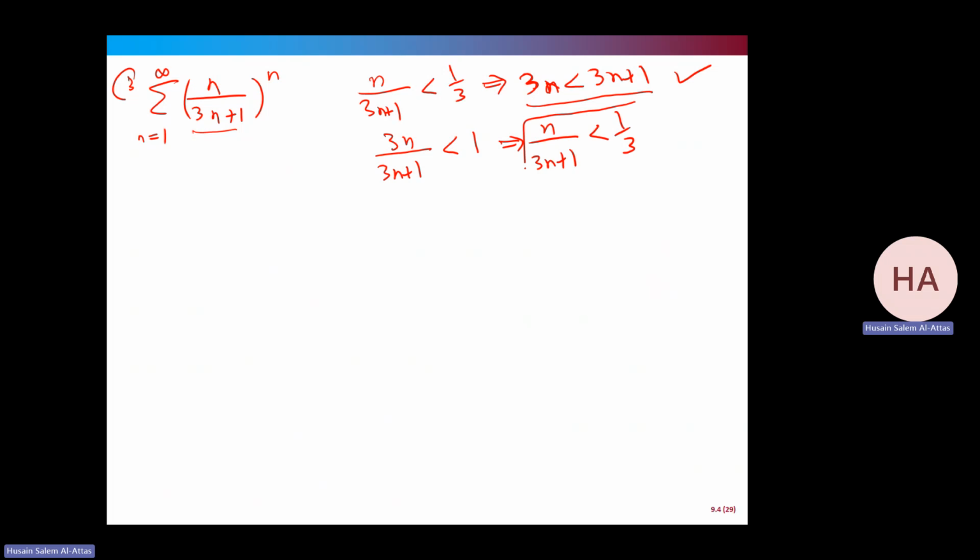And what am I doing? I'm starting from this one, then I divide by 3n plus 1, I get this. If I divide by 3, I get this. And this is what I'm looking for. And that means n over 3n plus 1 to the power n will be less than 1 over 3 to the power n.